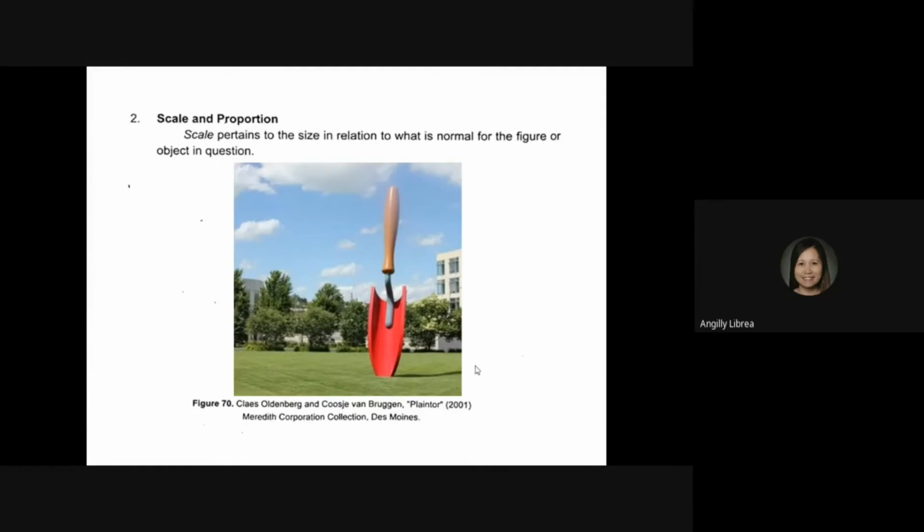Scale pertains to the size in relation to what is normal for the figure or object in question, just like this one. I don't know what kind of equipment this is, but it appears to me it's a shovel, the kind used in masonry.